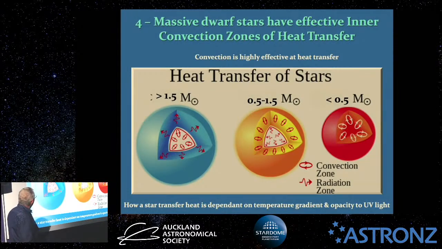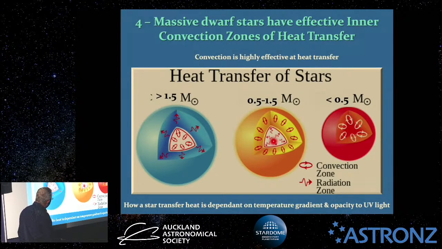Point number 4, massive main sequence stars have effective inner convection zones for heat transfer. The two main forms of transferring heat from this really hot core, where the CNO cycle is just blazing away creating huge amounts of energy. So how do you get that energy and heat out to the surface in the most effective way possible? Stars like our sun, from 0.5 to 1.5 solar masses, have an inner radiative zone and an outer convection zone.